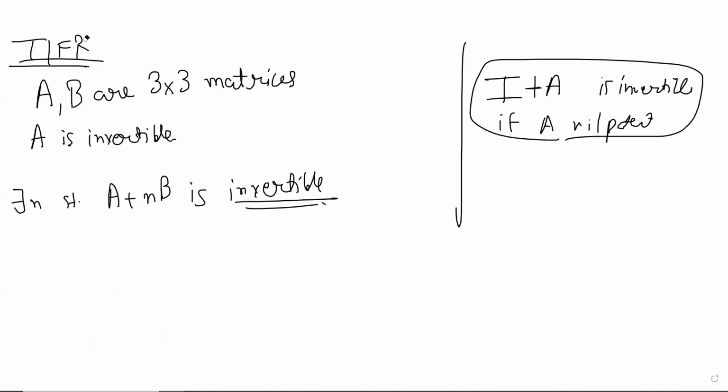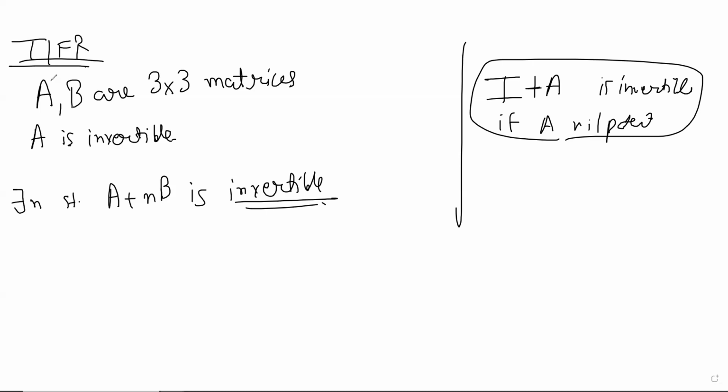No, they haven't given anything about B. Right, B is not. Sorry. So what I was thinking is actually if we expand a determinant, then it will be like a cubic. Right, this determinant of A plus nB. So this cubic can have at most three zeros, or one zero.